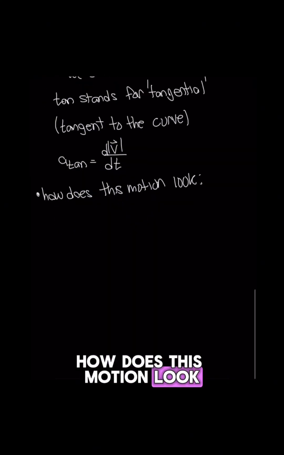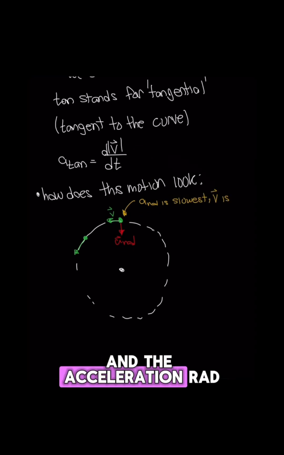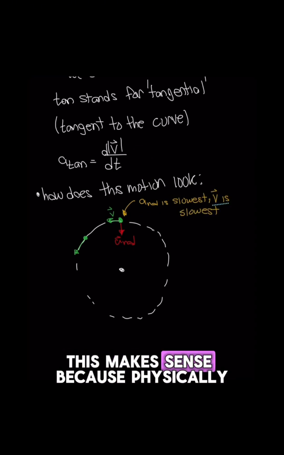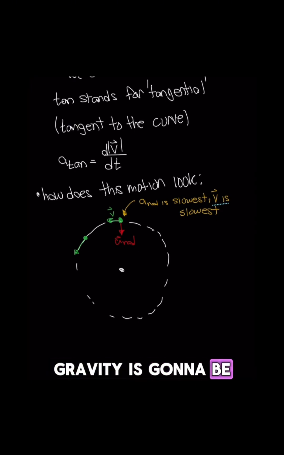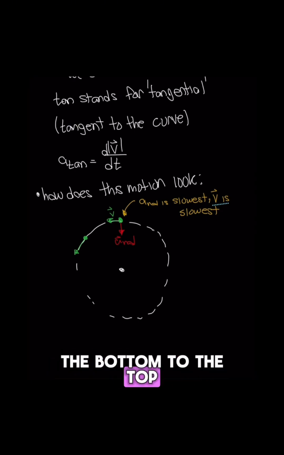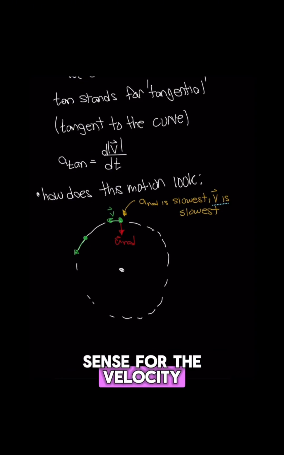How does this motion look? At the top of the circle, the velocity vector is the smallest, and the acceleration a_rad is pointing down. This makes sense because physically, if you were following motion in the circle, gravity is going to be slowing it down from the bottom to the top. As it goes up the circle to the top, it is going to be slowing down all the way through. So that would make sense for the velocity to be the smallest there.